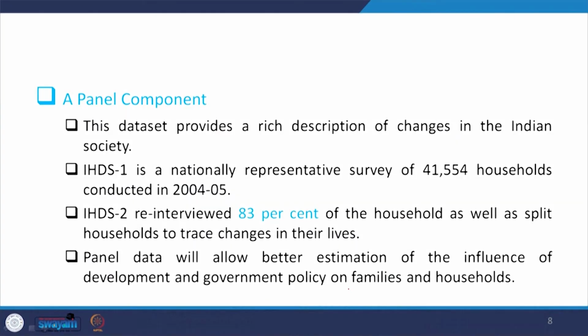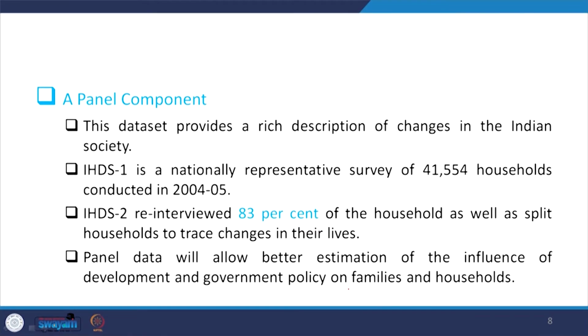Now, understanding the panel component a bit, the data set provides a rich area of discussion on changes in Indian society over time. IHDS 1 is a nationally representative survey which covers 41,554 households, conducted in 2004-5, and these were re-interviewed in IHDS 2, our second round. The re-interviewed percentage was 83%, that is 83% of the households were re-interviewed, and the second round also considered some split households in addition to the re-interviewed households.